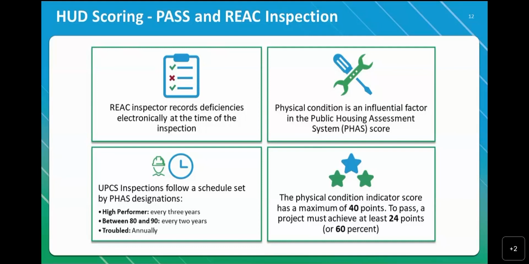The physical condition score or indicator, the way you calculate it, in the overall 100 points, 40 points are for the physical conditions of the property. You must pass with 24 points. And with that said, 60%, 24 points out of 40, must be met to pass this particular condition. Become familiar with the scoring and the impact of the scoring, and know that you may pass overall, but you must always pass your sub-indicators.